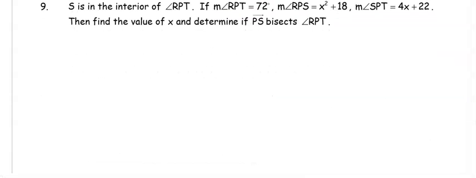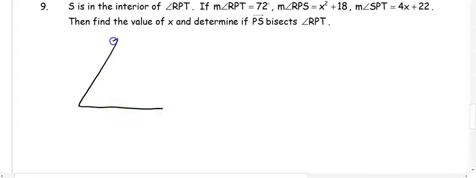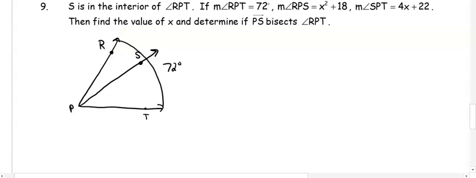In number 9, S is on the interior of angle RPT. So here is angle RPT. We're going to draw S on the interior in a ray. We know that angle RPT is 72 degrees. RPS is x squared plus 18. And SPT is 4x plus 22. Find the value of x and then determine if PS is a bisector.